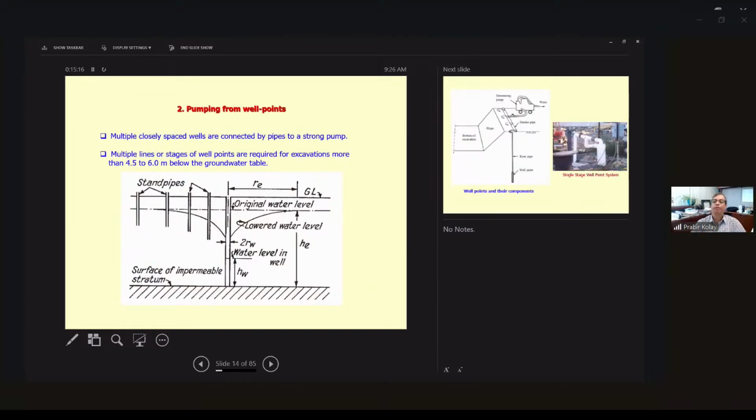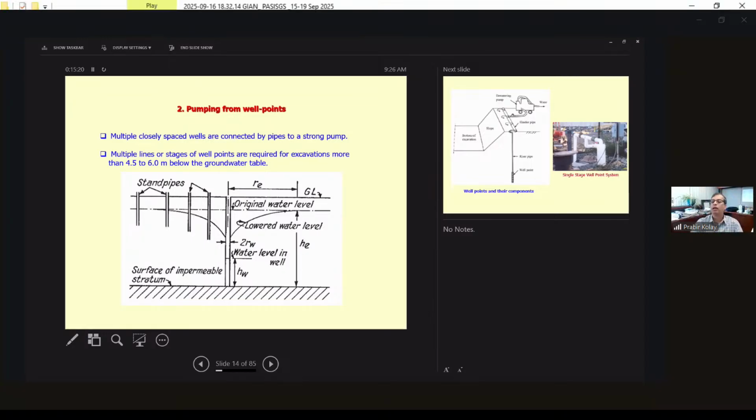The second one is pumping from well points. What you do is make a borehole and pump the water out. You see the standpipes over here; these are the observation boreholes. The original water level was here, and now it forms an inverted cone. The distance from the well to the edge of this inverted cone is the radius of influence for one borehole. Beyond that point, there will be no reduction in the groundwater table.